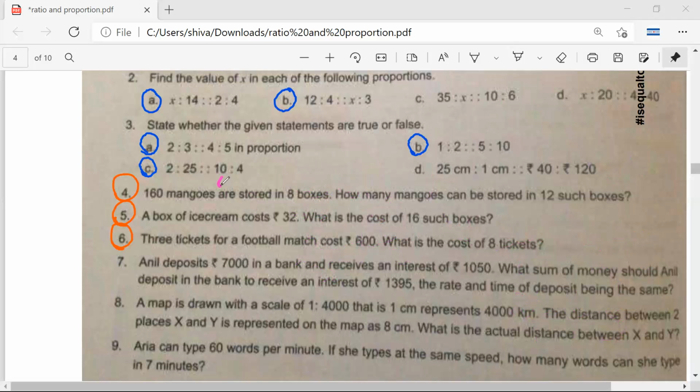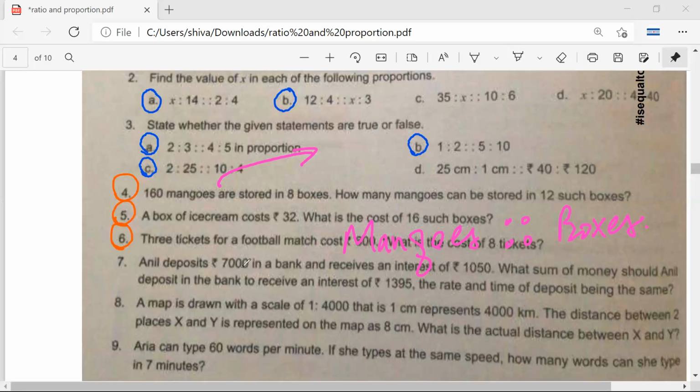Okay. How to do this question, Mr. Satya? Sir, I did like this: in 8 boxes, 160 mangoes are there. So I divided 160 by 8, so I got the value of one box. And then I multiplied it with 12.